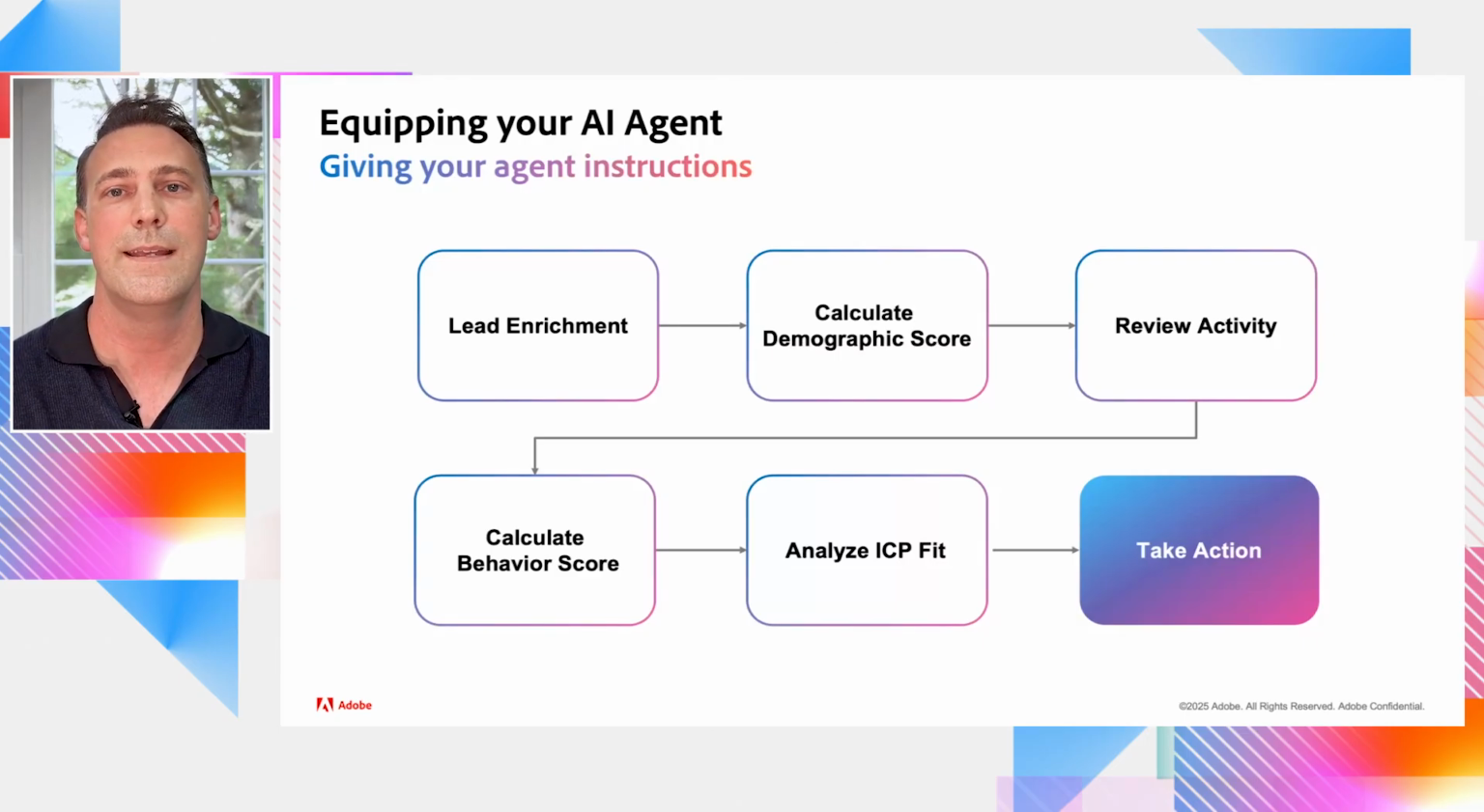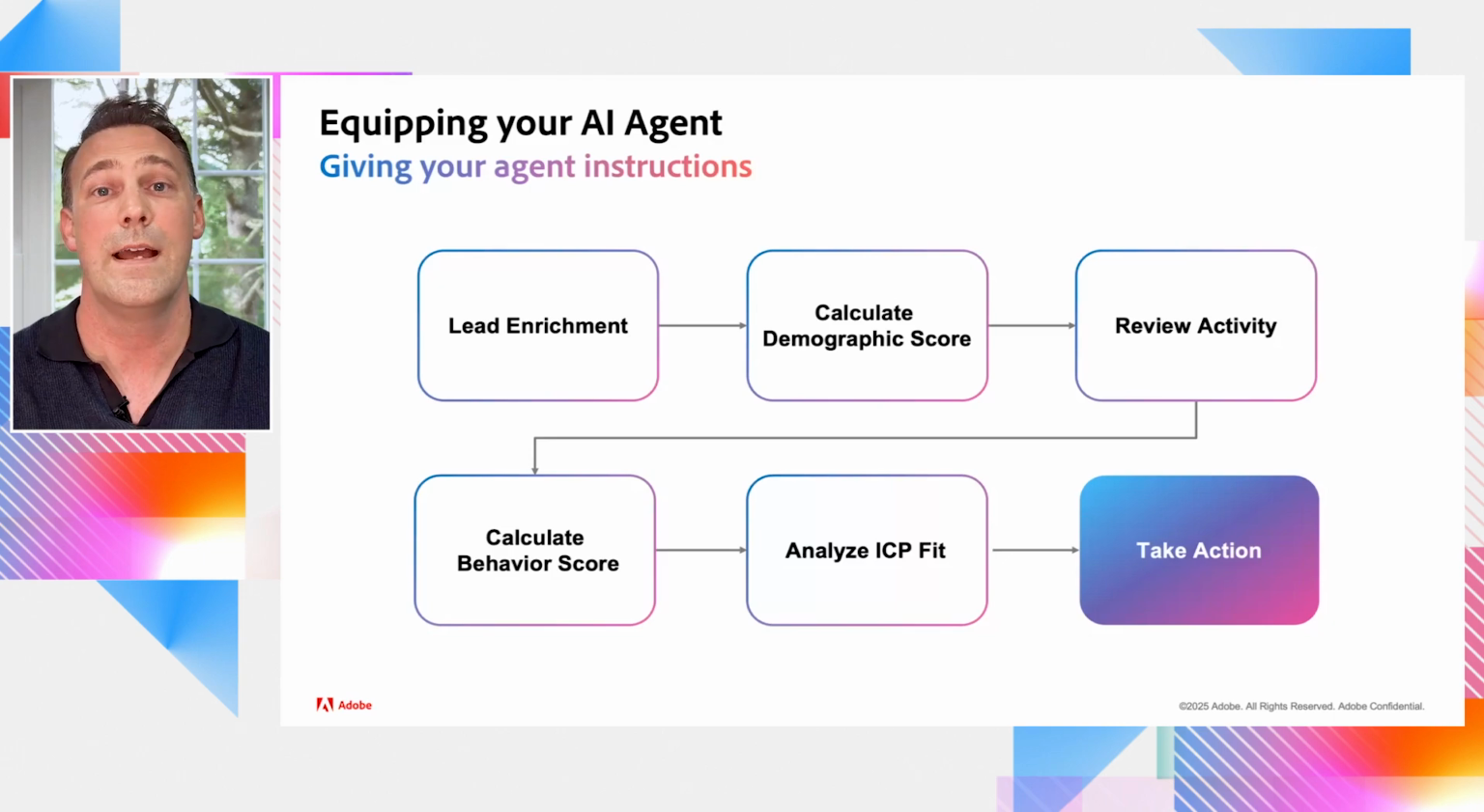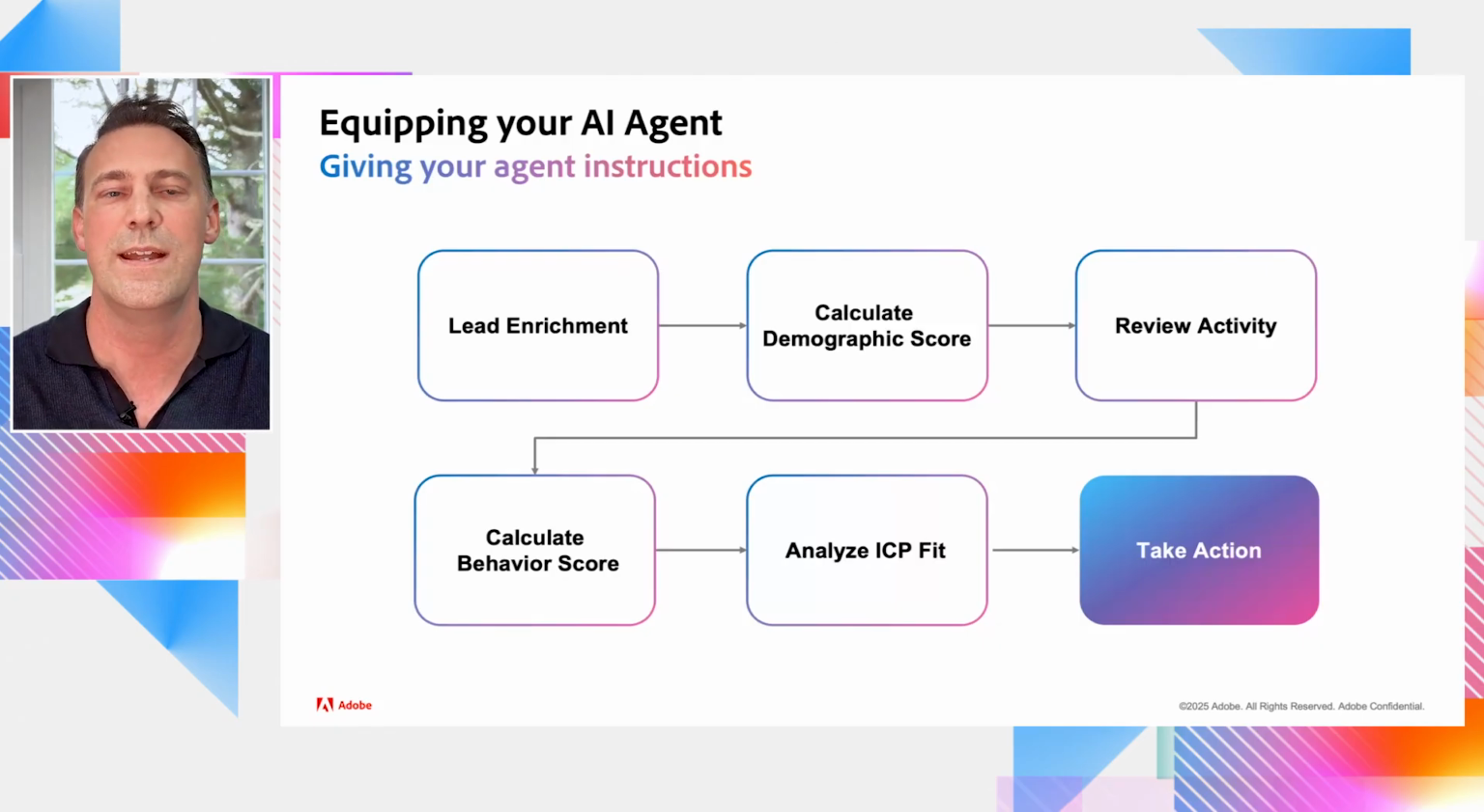Then analyze the ICP fit. Does this lead match our ideal customer profile based on the full picture? Finally, based on all of that, take an action. And again, we give the AI a specific menu of allowed actions like triggering a campaign or creating an alert.